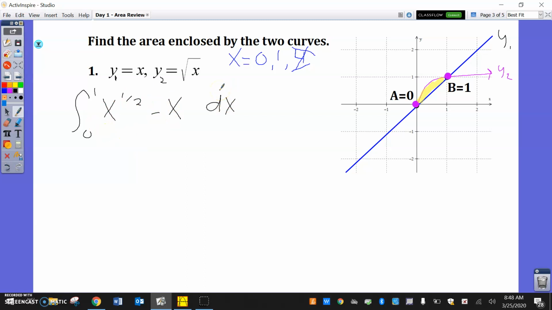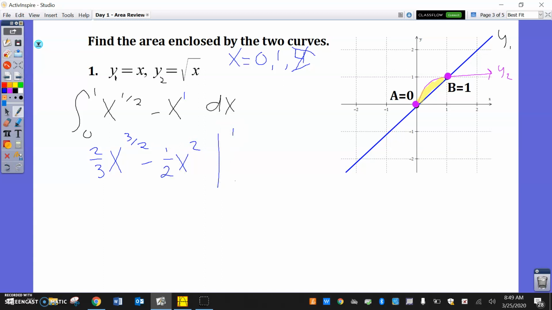Then from here, I'm going to go ahead and evaluate the antiderivative, which is add 1 to the exponent. So I'm going to take this 1/2 and add 1, so add 2 over 2, which is going to be 3/2, and then you divide by that new exponent. So the coefficient is just going to be the reciprocal of the new exponent. That's going to be 2/3 x to the 3/2, minus the antiderivative of x to the first. The new exponent is going to be x squared. You always add 1. So the coefficient is going to be the reciprocal of that, 1/2.